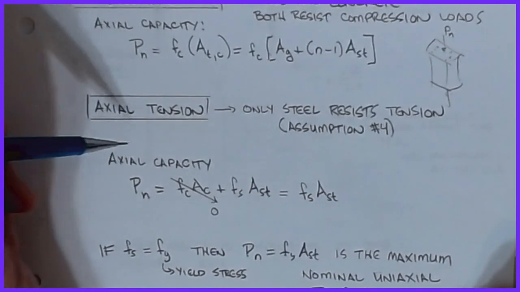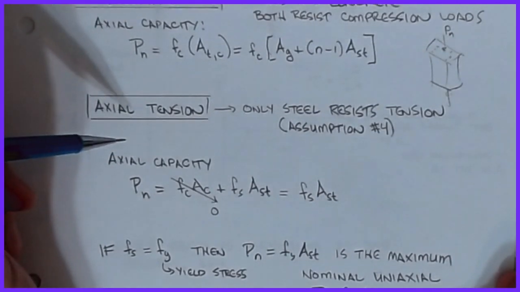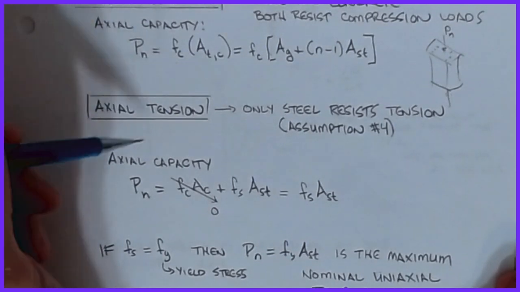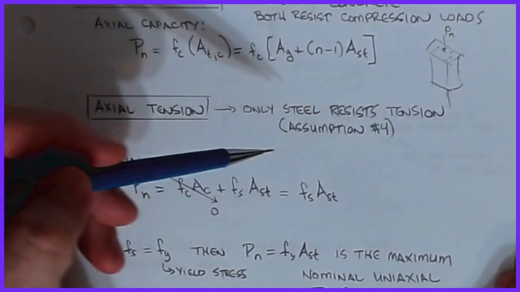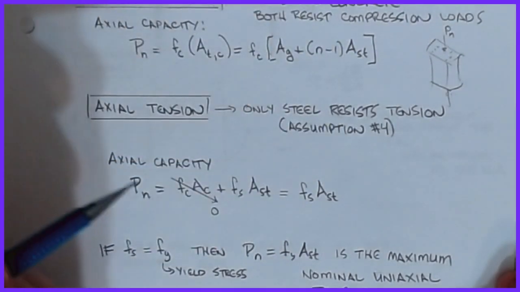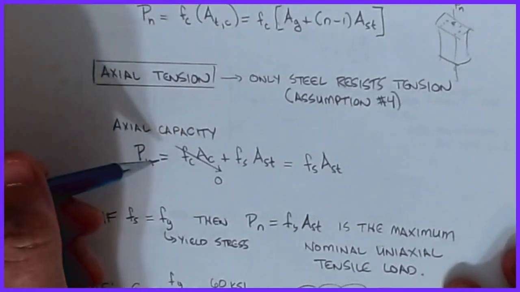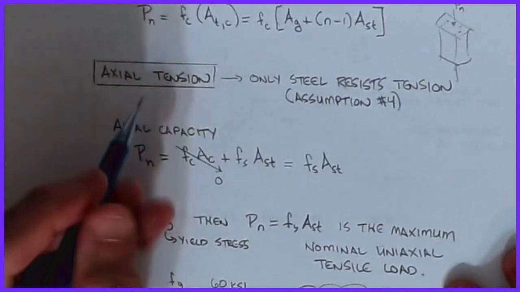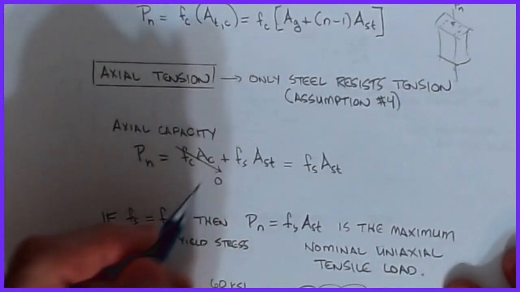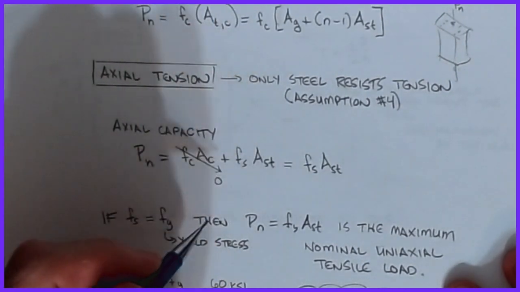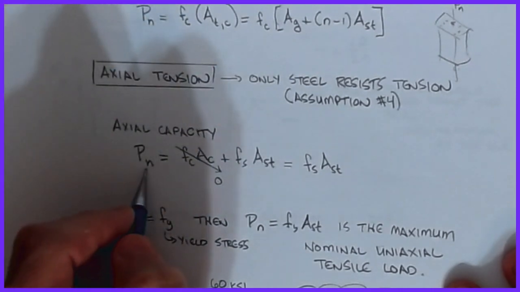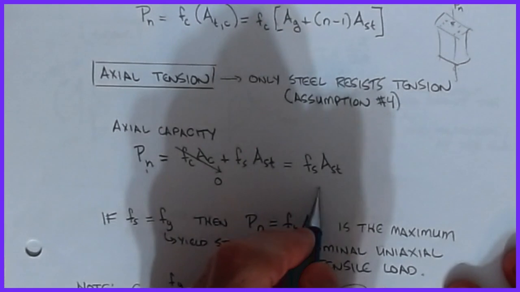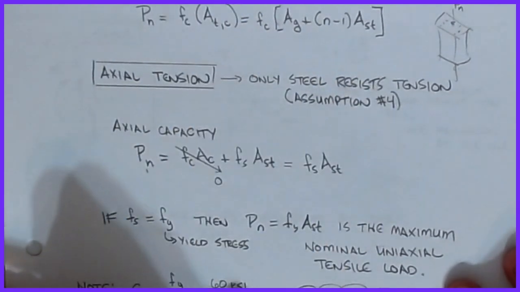In axial tension, though, remember we made the assumption that there's no tension in concrete, that the steel does all of the work. So that was our assumption number 4. So only steel is resisting the tension. So if I take my same formula, which was my fc times my Ac plus my fs times my Ast, basically that first term becomes 0 because I'm not allowed to have any tension in concrete. And so we'll say that the nominal tensile capacity of a section is directly related to the stress in the steel multiplied by the area of the steel.